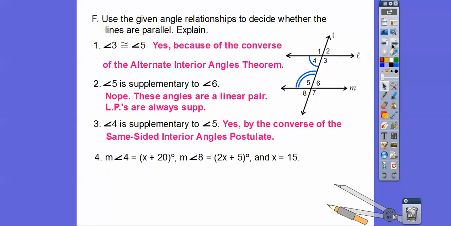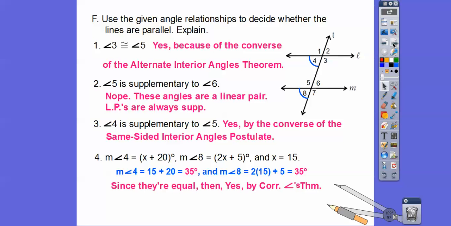Okay, same-sided interior angles. All right, so this says 4 and 8. Okay, 4 and 8 are corresponding angles. So if they're congruent, then I can say yes, those lines are parallel. So 4 is x plus 20, 8 is 2x plus 5. Let's plug in 15. 15 plus 20 is 35. 2 times 15 is 30. 30 plus 5 is 35. So since they're both equal to 35, then yes, because of the corresponding angles theorem right there, the lines would be parallel.